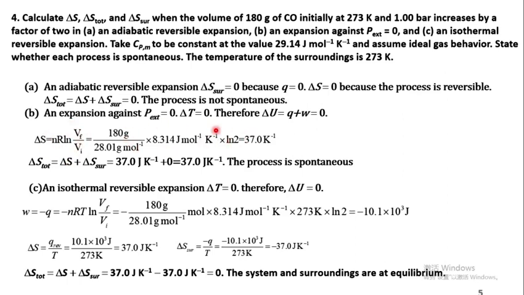So we have the delta S there, and the delta S total equals this one. Because the surrounding is a vacuum surrounding, delta S surrounding equals 0. So we have delta S total equals this.